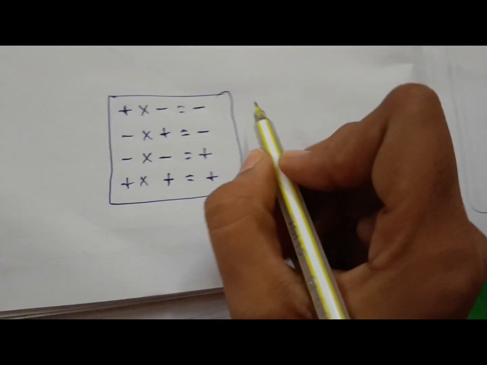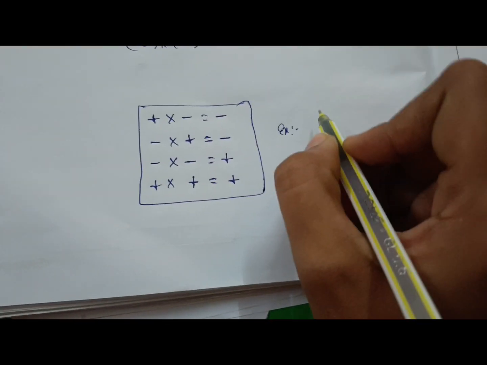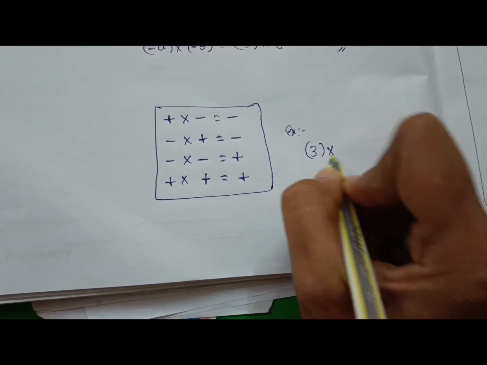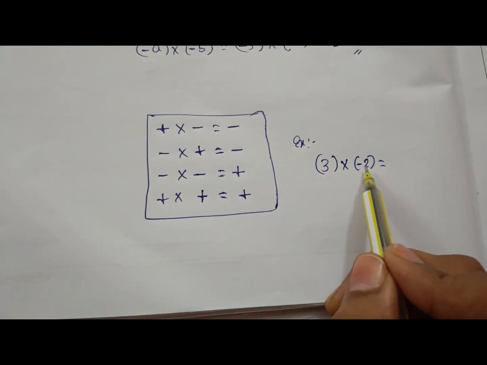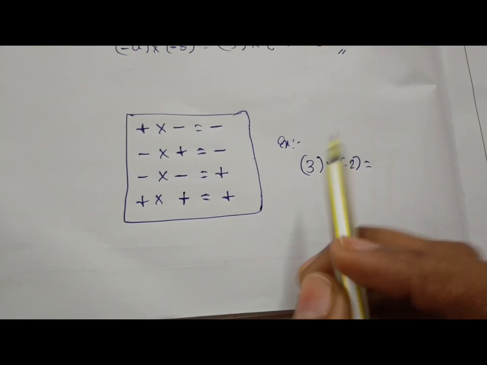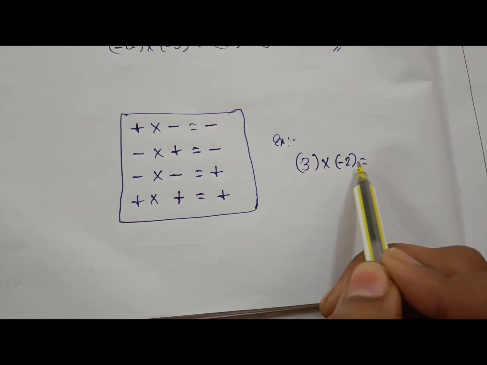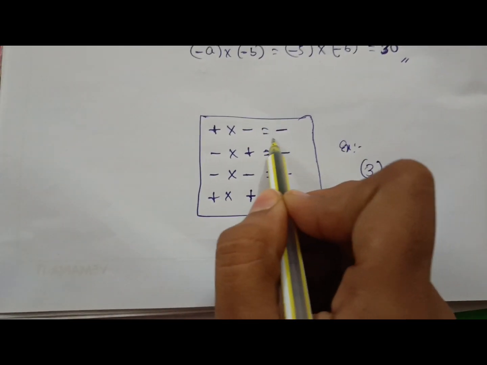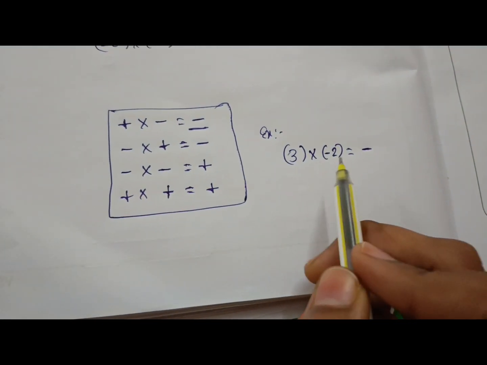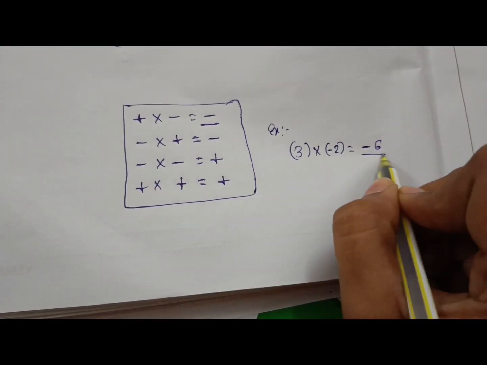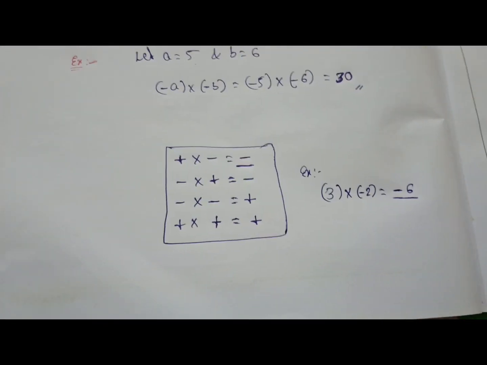I will take one example. 3 into minus 2. First we have to multiply the two signs and then multiply the numbers. Here plus 3 into minus 2. Plus into minus, minus. So minus. Then we have to multiply the numbers. 3 2 is 6. Minus 6. Minus 6 is the answer.